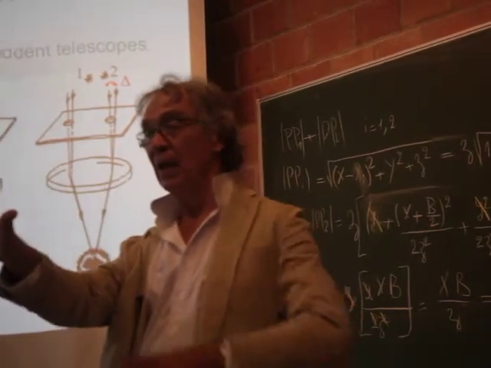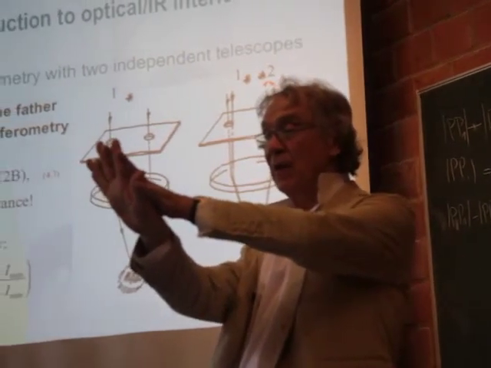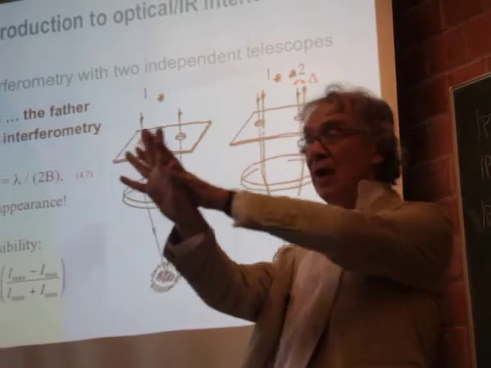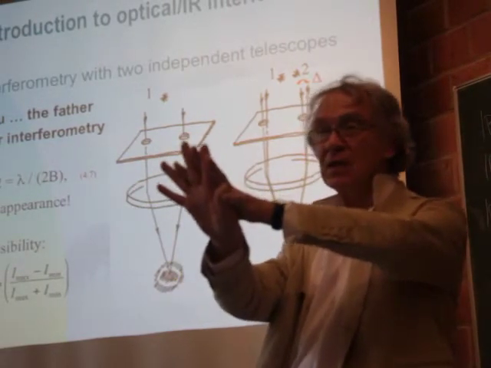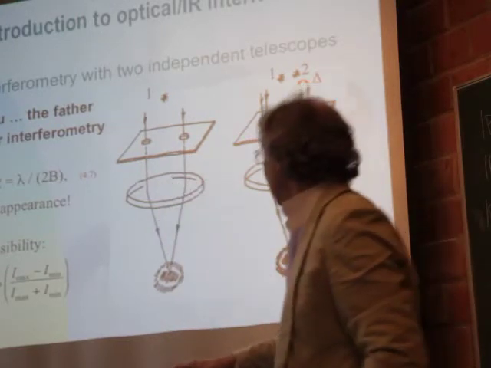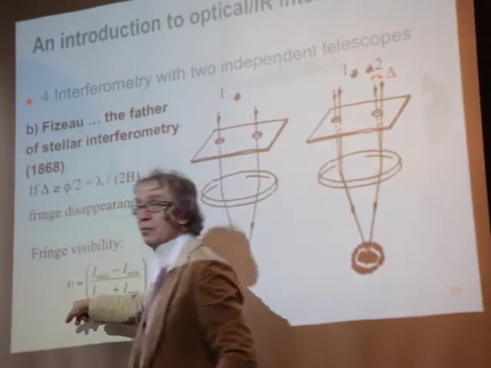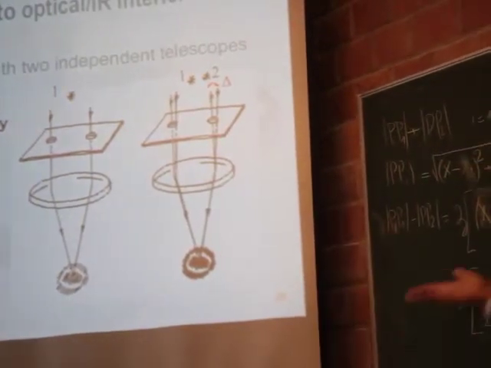Now, let's assume that you resolve the two stars, and the two stars are equally bright. Well, in this case, you could say I max is equal to I min. So visibility is zero. You see, visibility is zero. So you don't see fringes. Very simple.